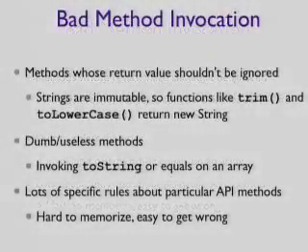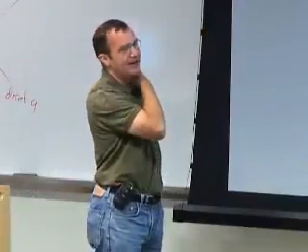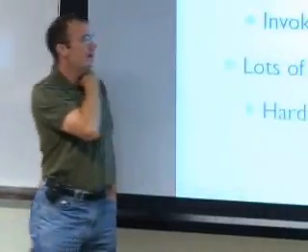So, bad method invocation. We have these methods whose return values shouldn't be ignored. Perhaps that's not really the right way to put it. It's really methods that, if you invoke them, you need to show that you know the method returns a value. Turns out that there are a bunch of dumb and useless methods.